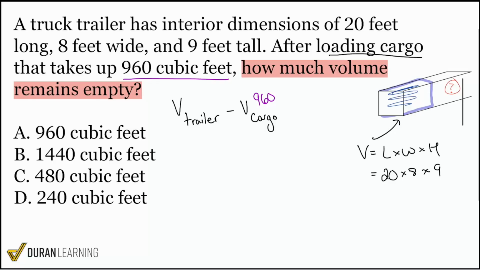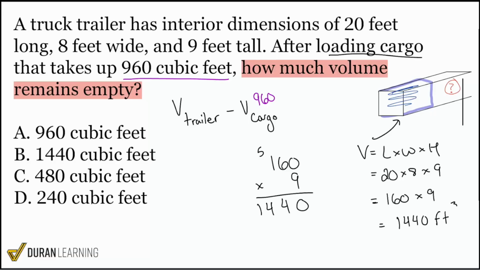So we'll have 20 multiplied by 8 times 9. 20 times 8 is 160. 160 times 9, let's see what that'll be. That'll end up being 0. 6 times 9 gives us 54, carry the 5. And then 1 times 9 is 9, plus the 5 is 14. All right, so we end up getting 1,440 cubic feet. Let's write that here, 1,440 cubic feet.